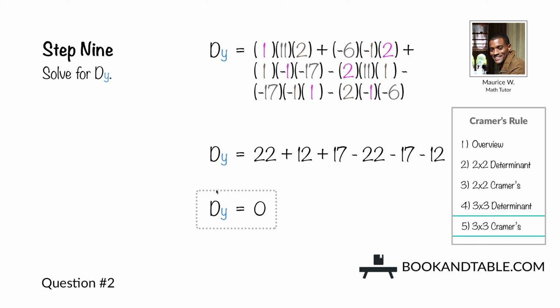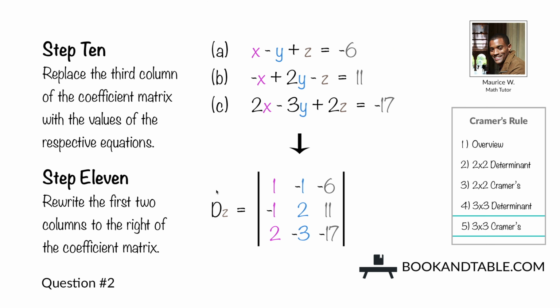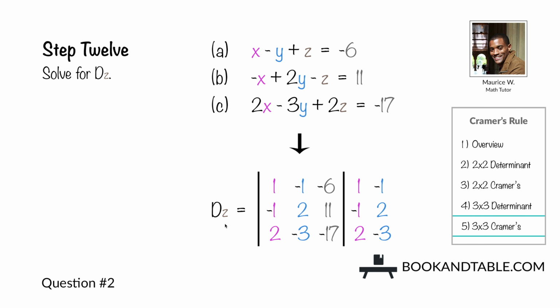So now we can put this value to the side so we can try to find dz now. So step 10, replace the third column of the coefficient matrix with the values of the respective equations. So we swap out positive 1 for negative 6. We swap out negative 1 for positive 11. And we swap out positive 2 with negative 17. And now we want to rewrite the first two columns to the right of the coefficient matrix. And with this information now, we can solve for dz.